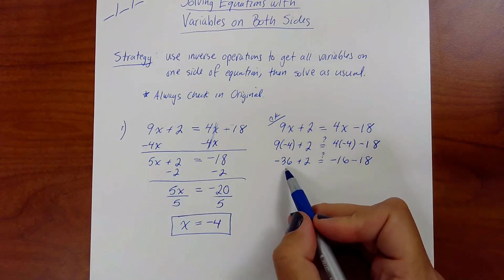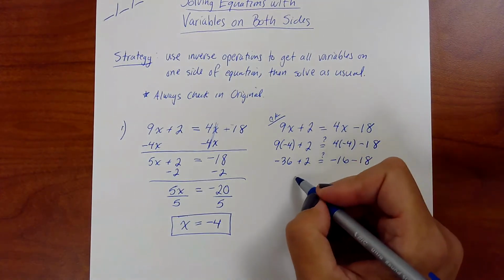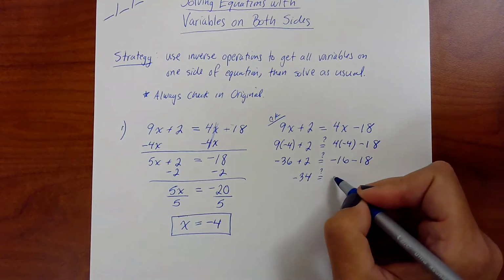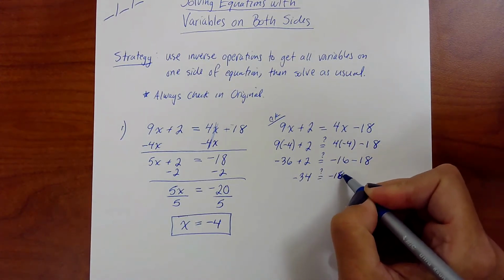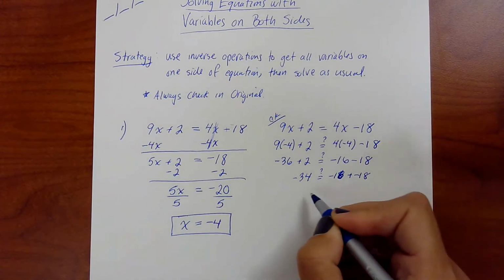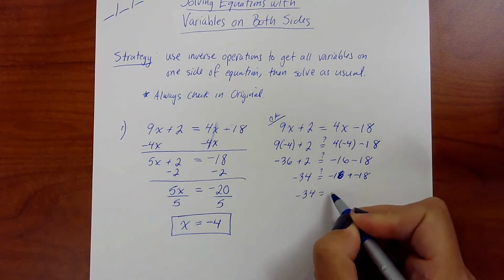Is this going to work? Negative 36 plus 2 is negative 34. It looks like it's going to work. I'm just going to do the keep change. That's negative 16. And yeah, that does work.